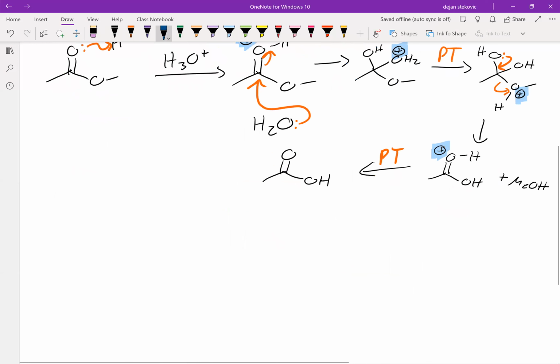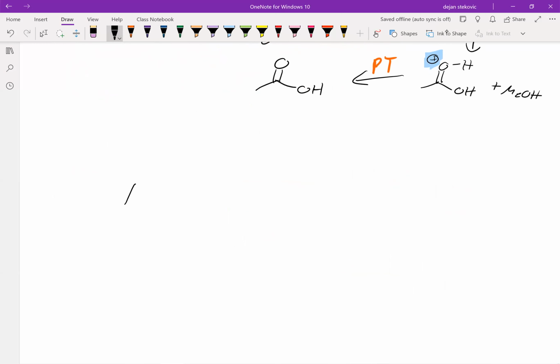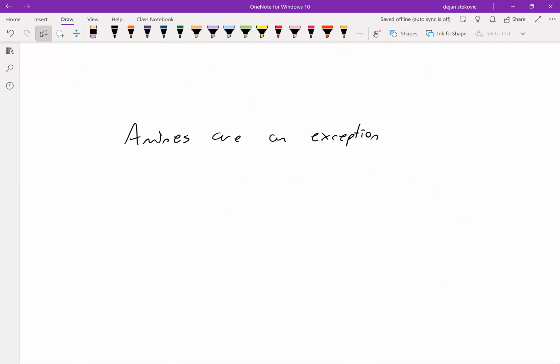Of course, this wouldn't be a chemistry class without exceptions. Amines are an exception. So for example, if you have an amine attacking our carbonyl, you'll end up at some point with an O minus and then an NR3 plus. That's okay.